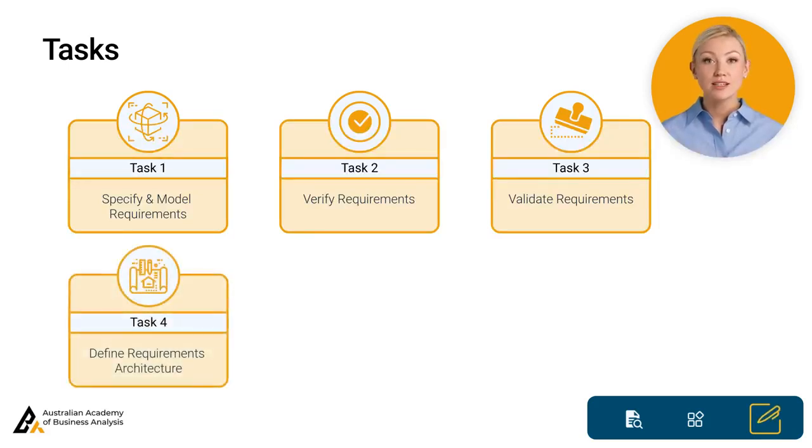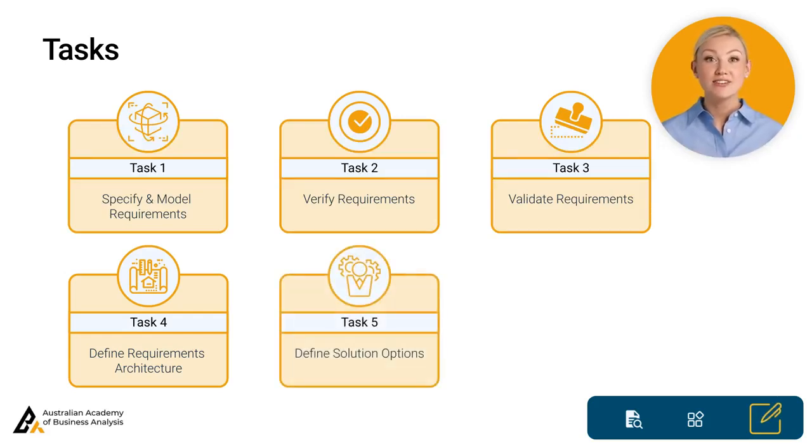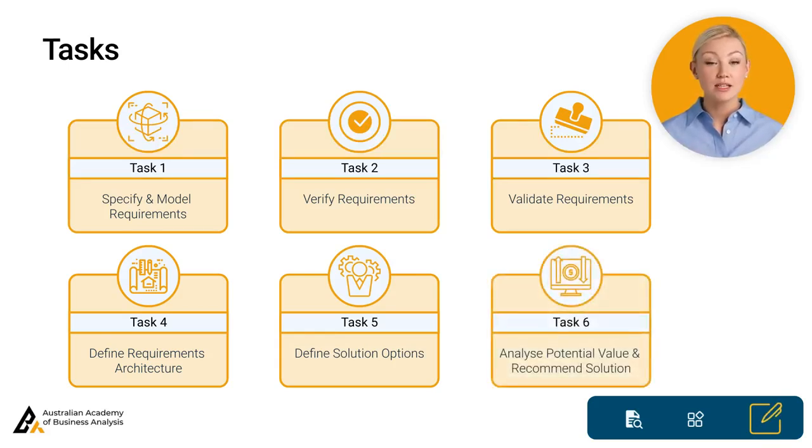Defining requirements architecture involves organizing all requirements and designs to support the business purpose effectively. Defining solution options entails identifying and describing various ways to meet the need. Finally, analyzing potential value and recommending a solution involves evaluating business value and comparing options to recommend the solution that offers the greatest overall value. We will go in detail into each of these in the upcoming chapters.